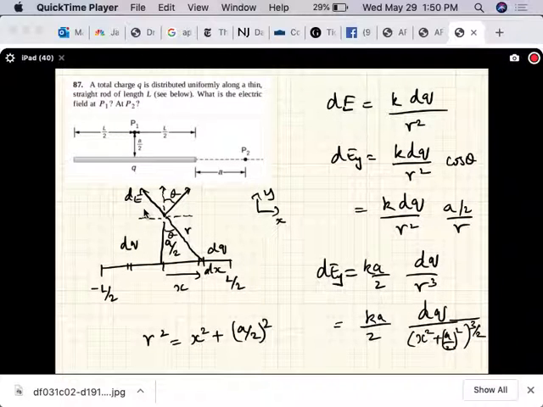Okay, so that's just this part. We found the electric field there. Now we have to find the electric field here. All right, so that's setting up another integral.